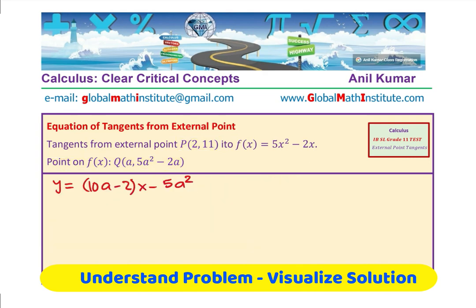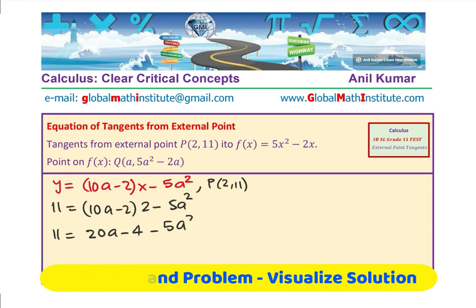Perfect. Now if I substitute the given point, which is for us 2 and 11, what do I get? So I'm substituting the point P, which is 2, 11. So 11 is the y value, and we have 10a minus 2 times 2 minus 5a square. Let's expand, open the bracket, 20a minus 4 minus 5a square. So that is a quadratic equation in a squared.